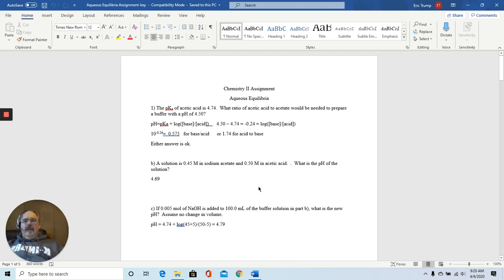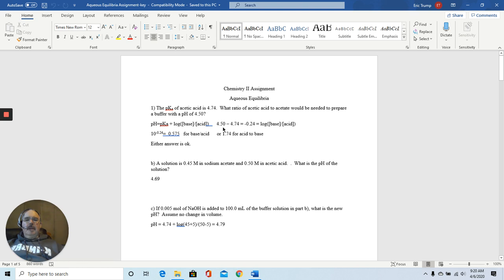Today I'm providing feedback on the aqueous equilibria worksheet. Question number 1 gives you the pKa, and it's asking you about the ratio of acetic acid to acetate that you would need to prepare a buffer with a pH of 4.50. You'd use the buffer equation, pH equals pKa plus the log of the ratio of base to acid. So what we're solving for is this ratio.